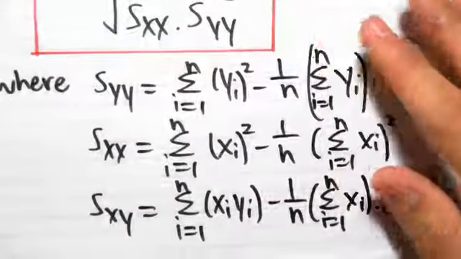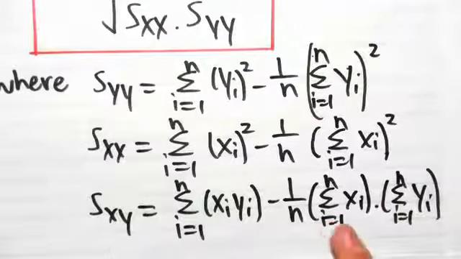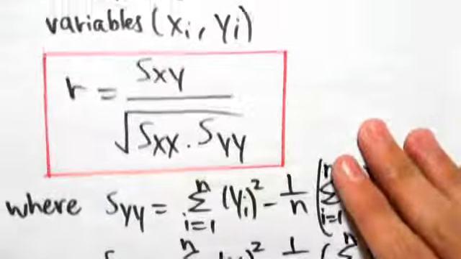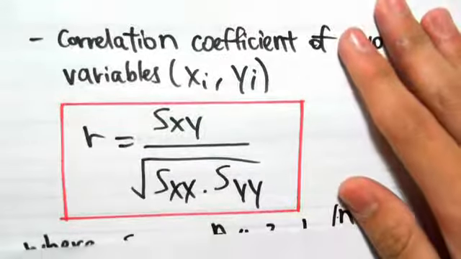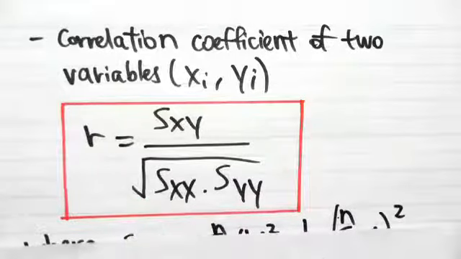This is what Syy, Sxx and Sxy are equal to. This is the correlation coefficient formula, and most questions would ask about this.